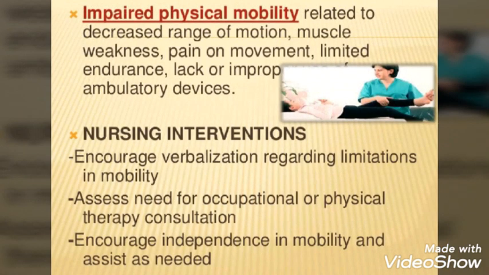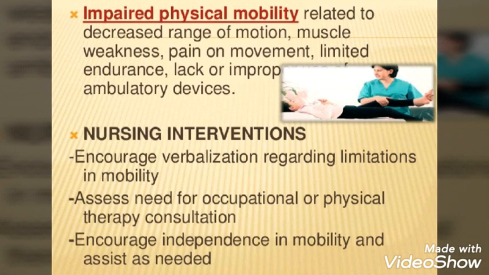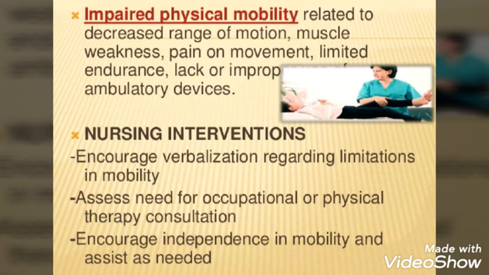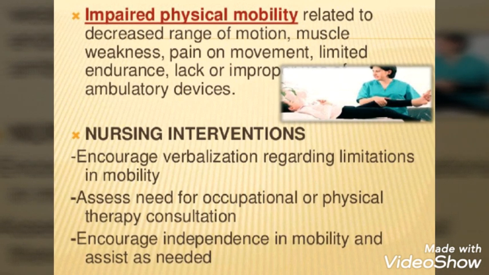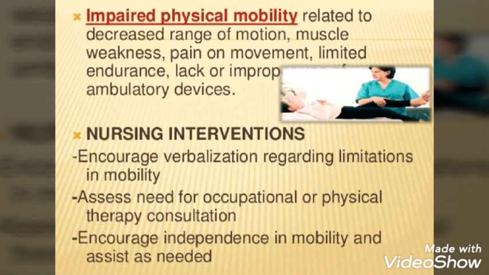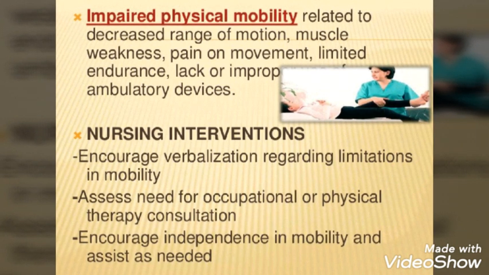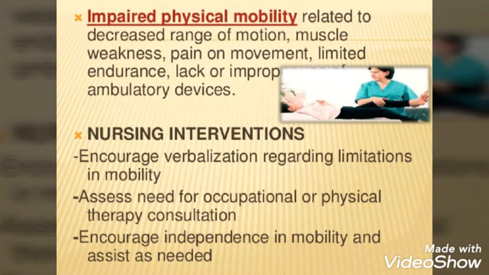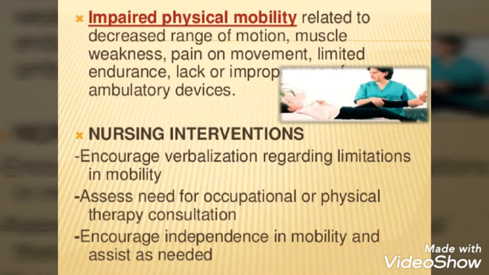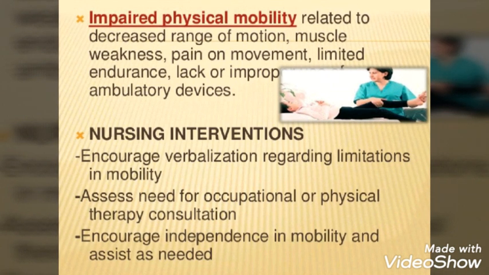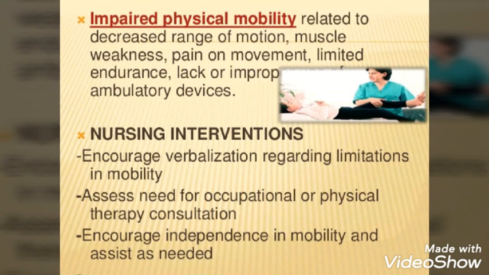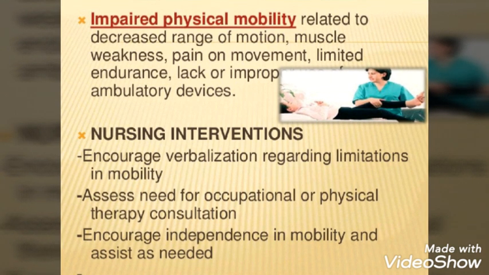Then the third nursing diagnosis is impaired physical mobility related to decreased range of motion, muscle weakness, pain of movement, limited endurance, lack of improper ambulatory devices. So there is inflammation in the joint, so for sure the patient will be having impaired physical mobility. For that, interventions can be, you can provide supporting advices, then encourage verbalization regarding limitations in mobility, assess need for occupational physical therapeutic consultation, encourage independence in mobility, and assist as needed.